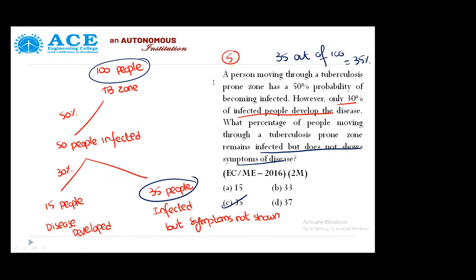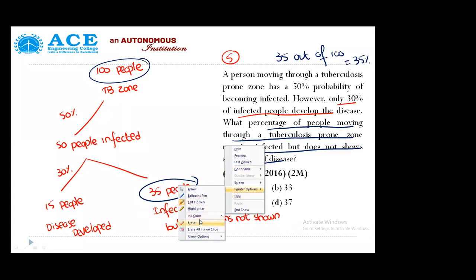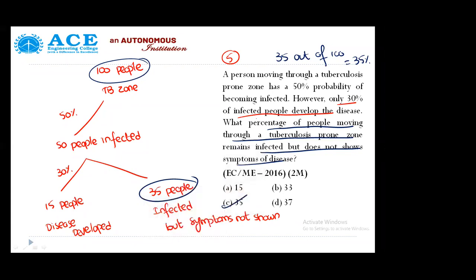If 100 people are moving there, 50 people may get infected. Out of 50, 15 people developed the disease, and the remaining 35 people are infected but the disease has not developed. Sridhar, you can generalize, because you see the last line in the question, they mention the percent of people moving through that zone. I agree there is a small confusion, but from the last line you can understand how many people went through that area infected but disease not developed. Now you can modify like that.